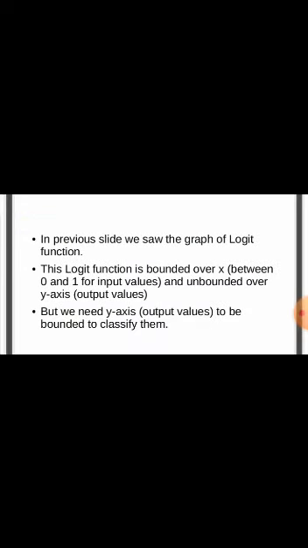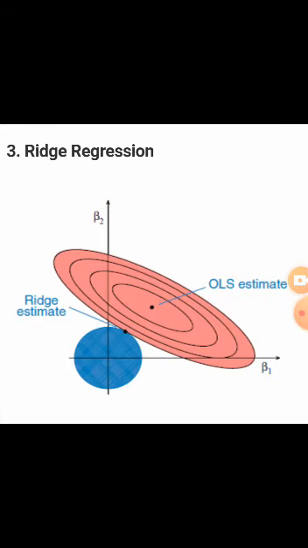In the previous slide we saw the graph of the logit function. This logit function is bounded over the x axis and unbounded over the y axis, but we need the y axis to be bounded to classify them. Hence we take the inverse of the logit function. Therefore, logit inverse of a is equal to 1 divided by 1 plus e power minus a, which is equal to e power a divided by 1 plus e power a. Here a is some number.